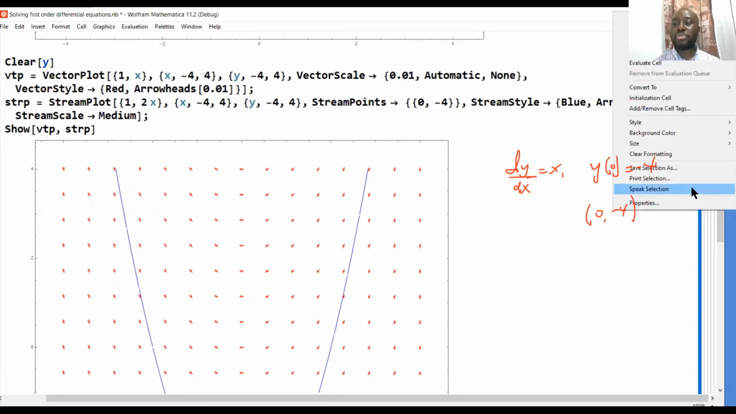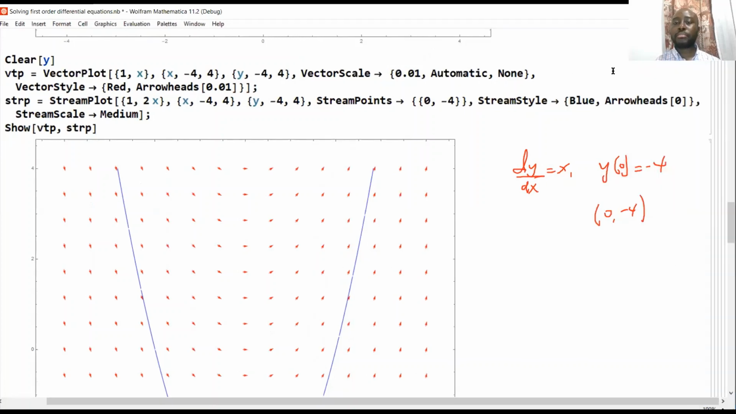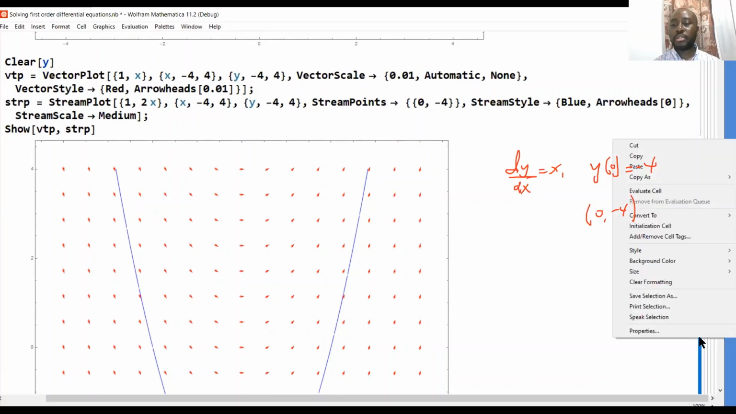And it allows you to save the plot and do a bunch of other things. Okay, you can print it, you can save it. So I can print selection, and it's going to print my plot. I can save it to a file. I can copy it and take it to PowerPoint, for example, and do other things with it.